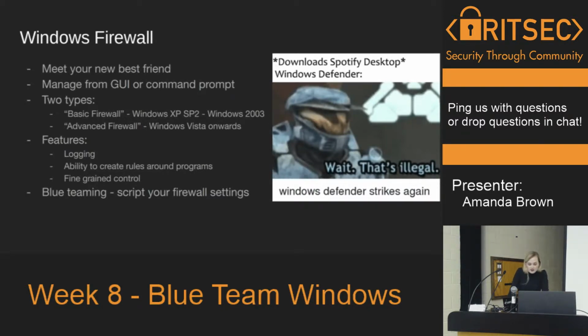Some features of the two main types of firewalls are logging. You have the ability to create rules around different programs, so you can specify if you want to allow a program in or out, and you have pretty fine-grained control over what's happening on your machine or what's happening on your network.